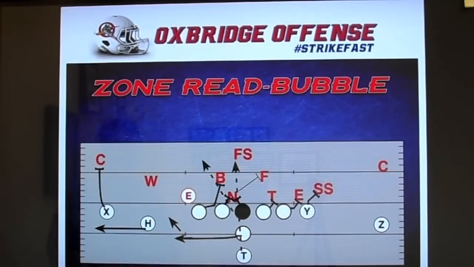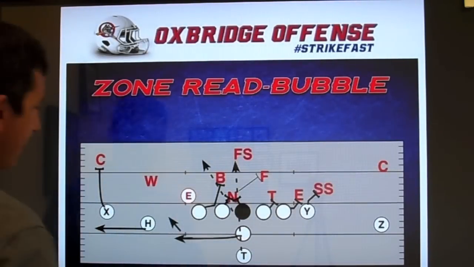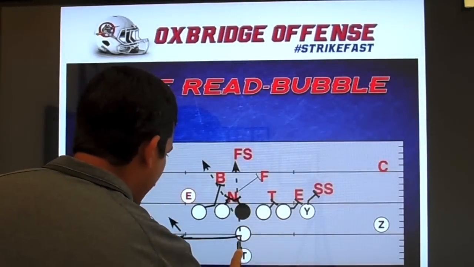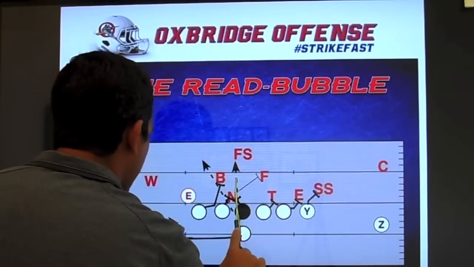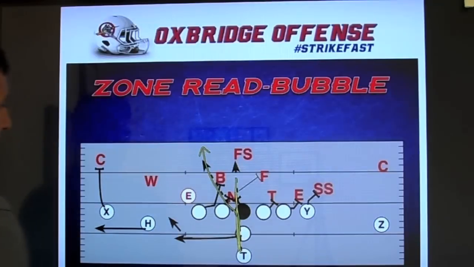Okay, so the first way is just a typical zone read. We've added a bubble to it. We've got it all drawn up against a 4-4 defense here. It's the inside zone, where we want to run this right at the midline. We're going to run out of the pistol, and this has a chance to cut back based on how we're blocking.